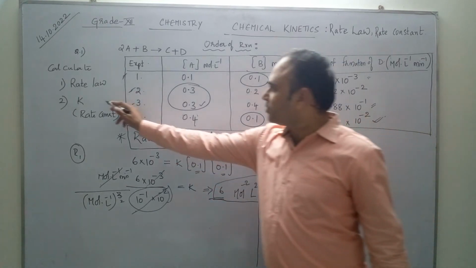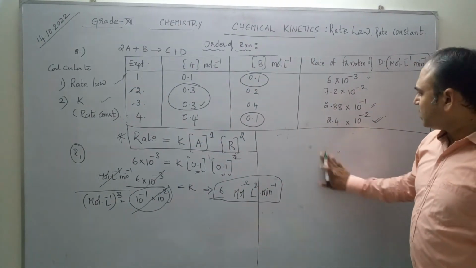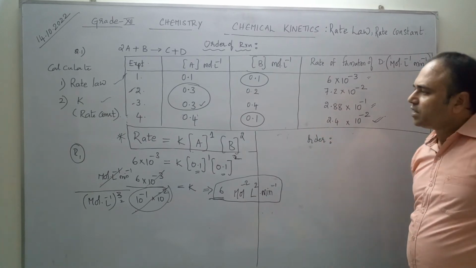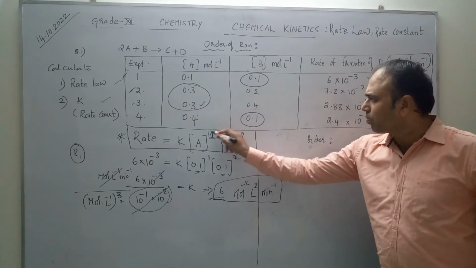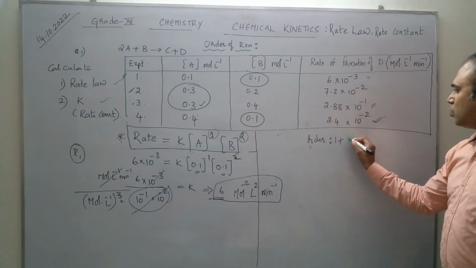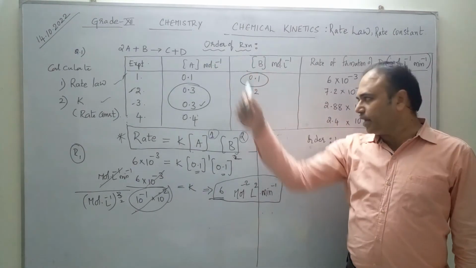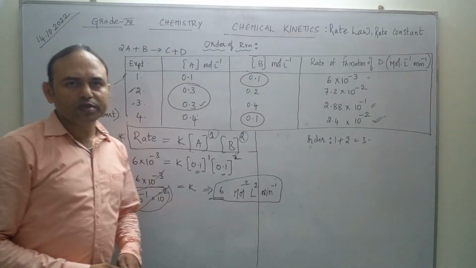So the rate constant we have calculated, and the rate law also we have calculated. Now in addition to that, if they are asking you what is the overall order of reaction, then we can say that order is equal to 1 plus 2, nothing but 3. So this is coming under third order of reaction. So hope you have understood this. Let us solve one more question.